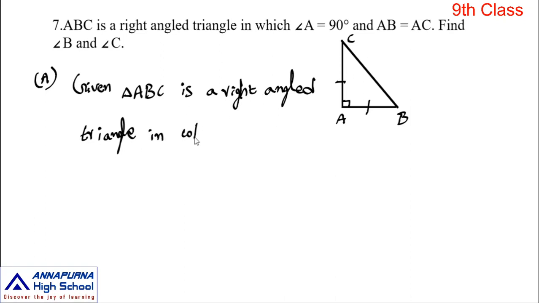In which angle A is equal to 90 degrees and the given condition is AB is equal to AC. In triangle ABC, angle A is equal to 90 degrees and AB is equal to AC. So triangle ABC is called an isosceles right angle triangle.